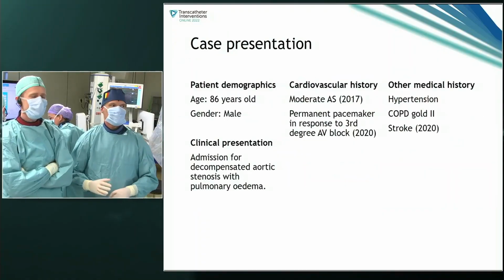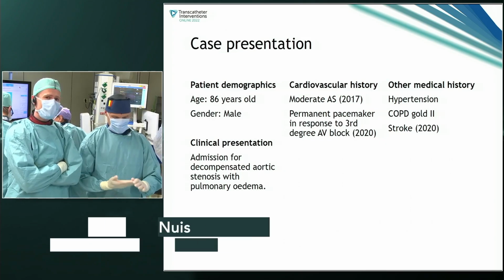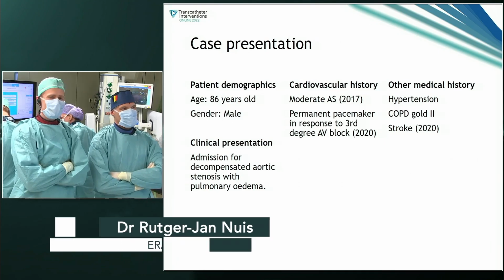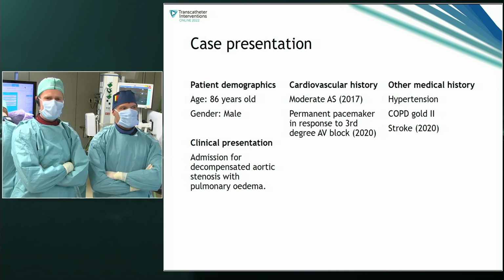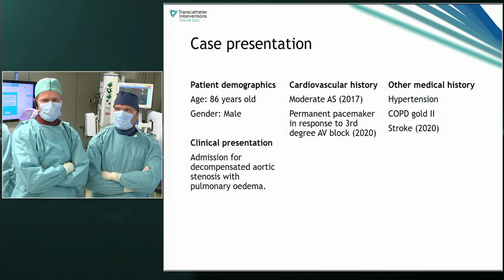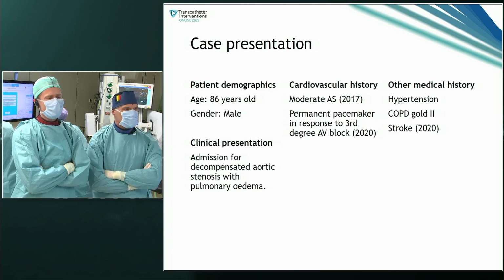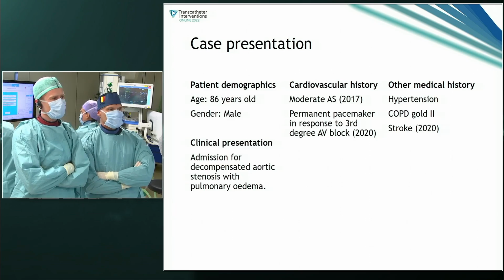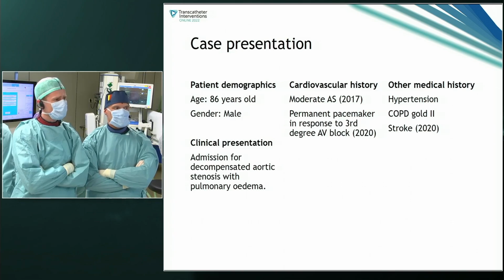Absolutely. Today's patient is a transcatheter valve implantation with a Navitor valve in a patient with decompensated aortic stenosis and, as you said, complex anatomy. The patient is an 86-year-old gentleman with a cardiovascular history of moderate aortic stenosis since 2017. He was followed for that in a referring hospital, and in 2020 he received a permanent pacemaker. His other medical history reports chronic obstructive pulmonary disease, GOLD 2, and in 2020 he had a stroke. His clinical presentation was decompensated aortic stenosis in the referring hospital with pulmonary edema.